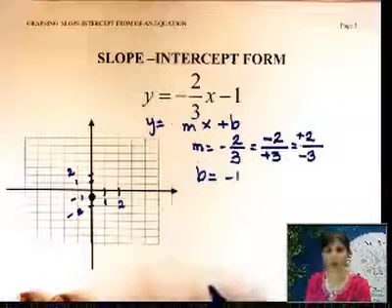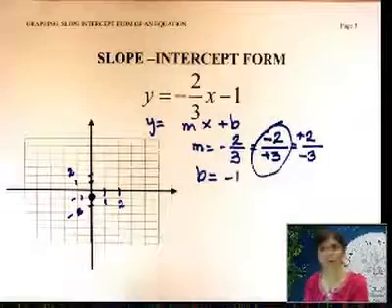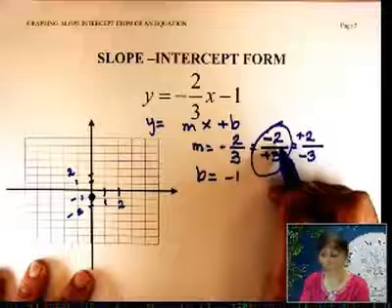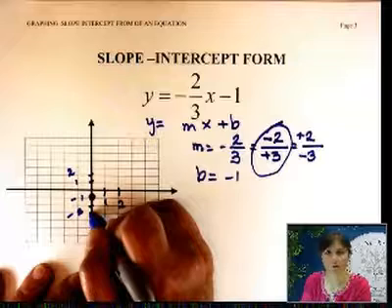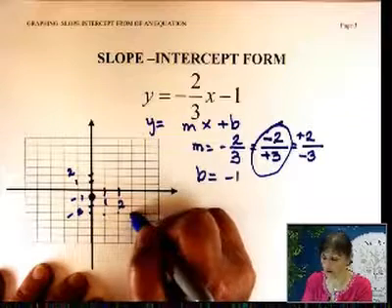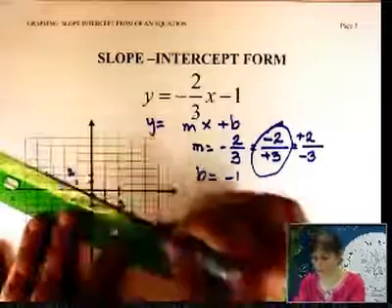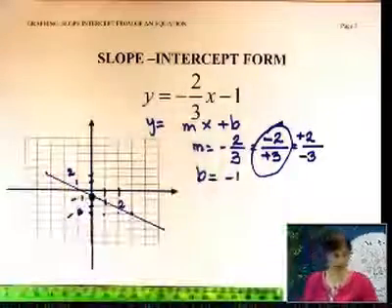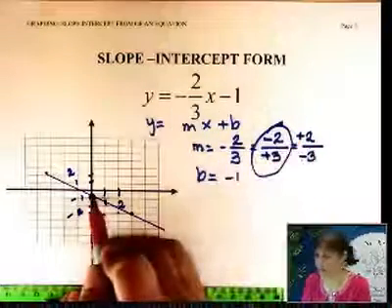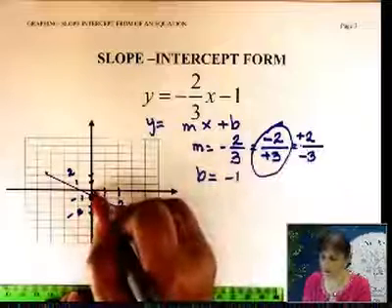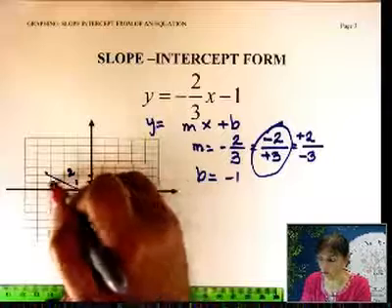Either way, I'm going to do both ways. I'm going to do this one first, and then I'm going to do the other one with another color. Negative 2 over 3. Watch, you start with that. Negative 2 means you go down, 1, 2. 3 means to the right, 1, 2, 3. I'll do the same thing with a different color. Positive 2, negative 3. You start with the same intercept. Positive 2 means up 2, 1, 2. Negative 3 means left, 1, 2, 3.